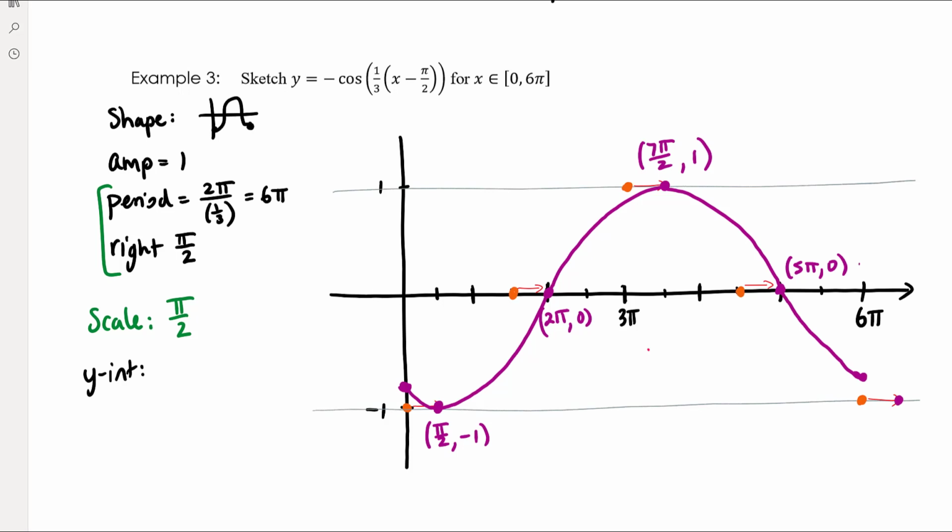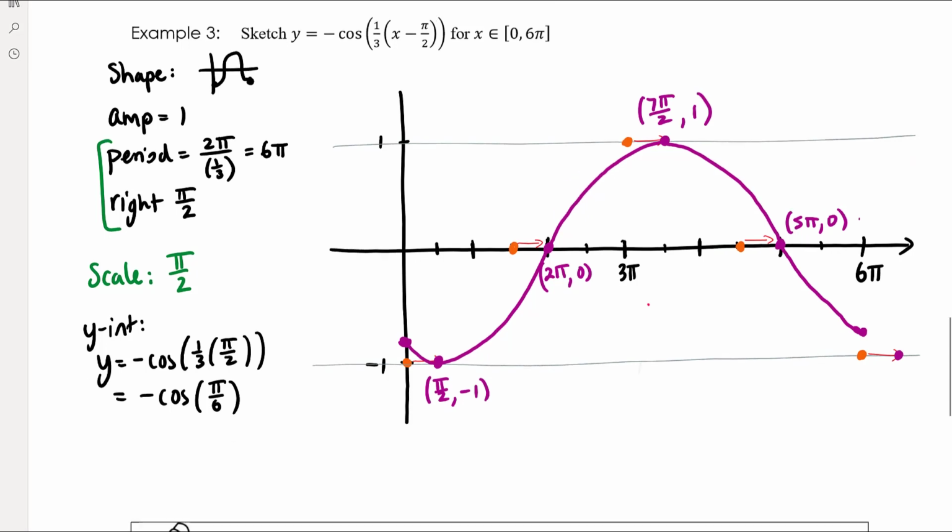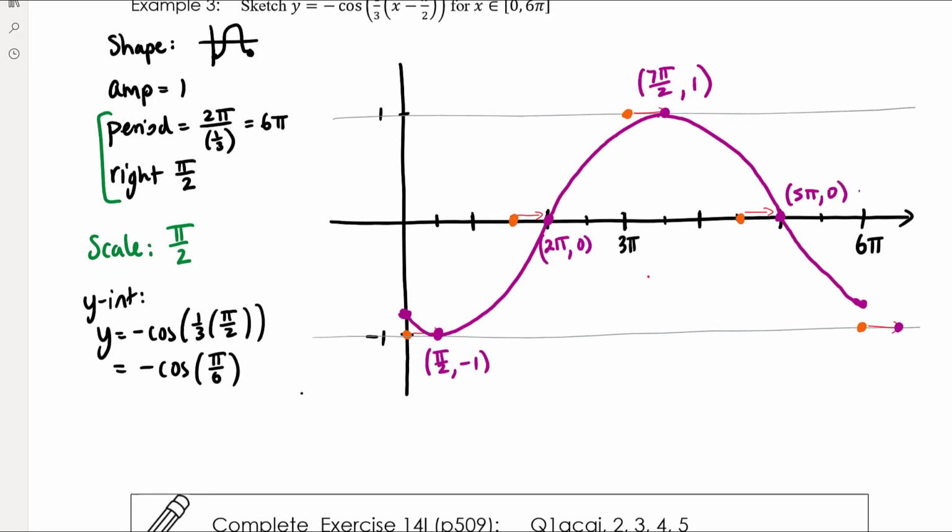So our y-intercept, we let x equal 0, so we're going to have negative cos of 1/3 times pi on 2. So we have negative cos of pi on 6. Okay, so again, we need to know our exact values. We need to be able to generate them. Okay, again, don't just rely on being able to look up your table in your booklet, because you will not have that in a test or an exam.